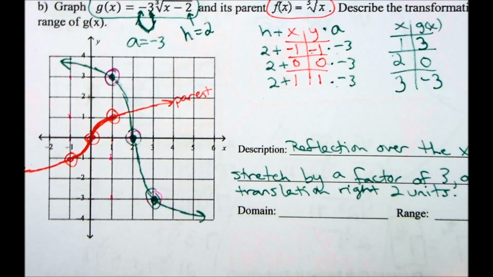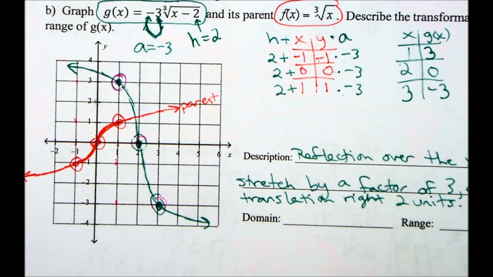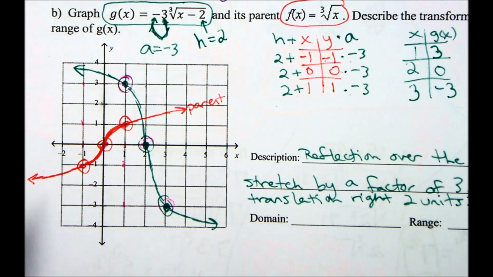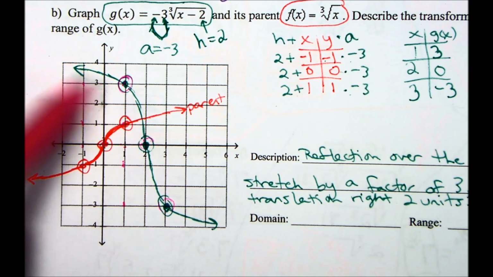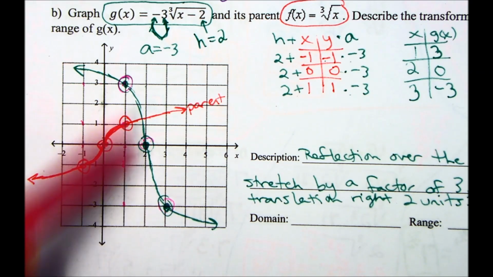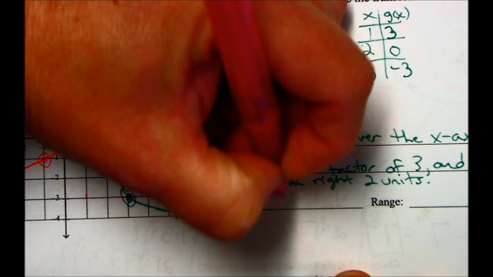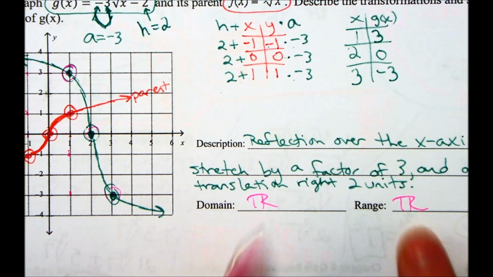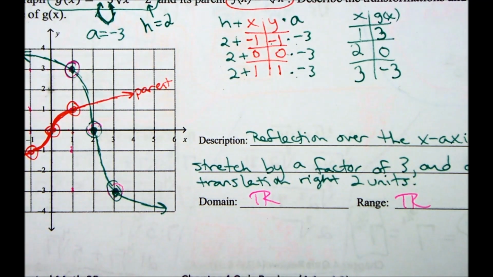All right, so as far as domain, what's nice about cubed root functions is domain and range is always all real numbers, unless it's some sort of story problem where there's limitations. But for this one, there are no limitations. It does keep going left and right forever and ever, and it goes up and down forever and ever. So both your domain and your range, you can either write out in words all real numbers or just use the symbol that represents all real numbers. But only for cubed roots, not for square roots.